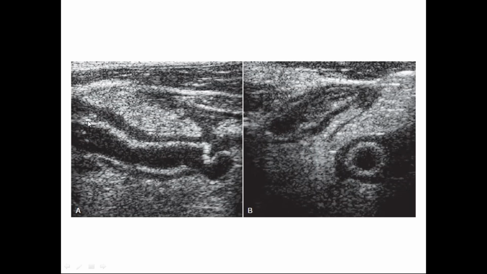Here we can see the blind ending loop with the gut signature, which is also dilated, and the diameter of the appendix here is more than 6 millimeters, measuring around 7 to 8 millimeters, and there is adjacent fluid collection. This is how we can identify a case of acute appendicitis.